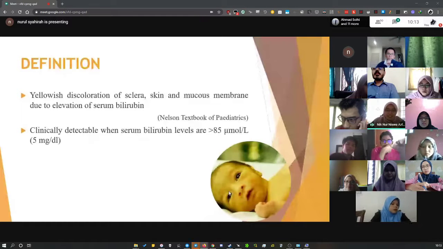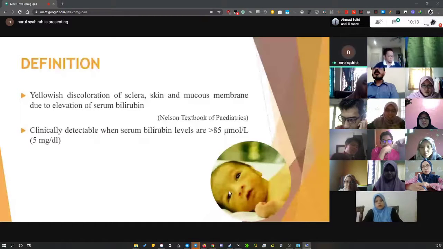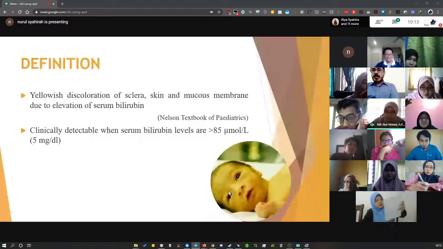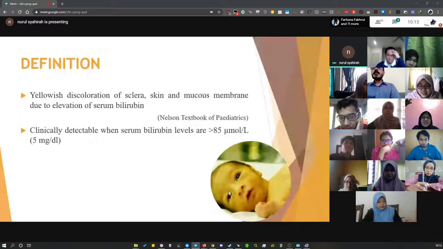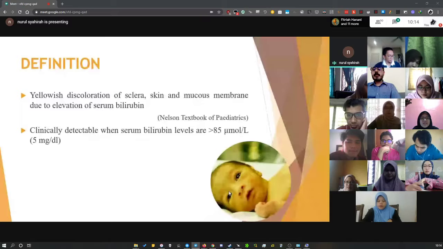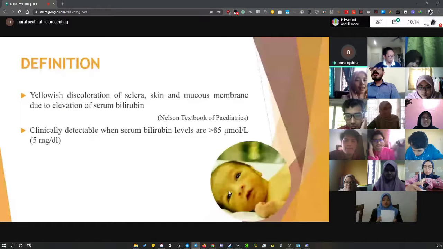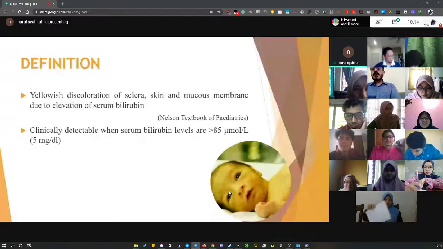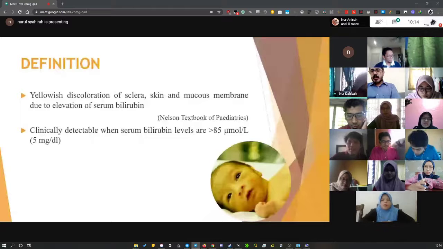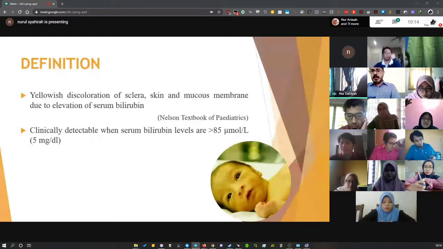Kejap Kak Syairah. It can be clinically detectable. Doctor, can you see the slide? Nampak? I can see now. Yes, yes, now I can see. Okay. Hello? Oh, yeah. Saya ada background noise. Okay.